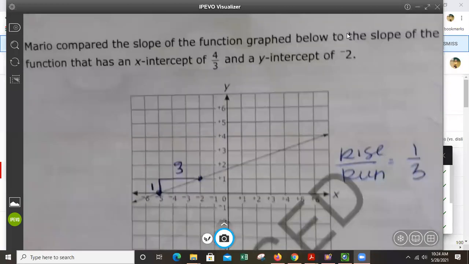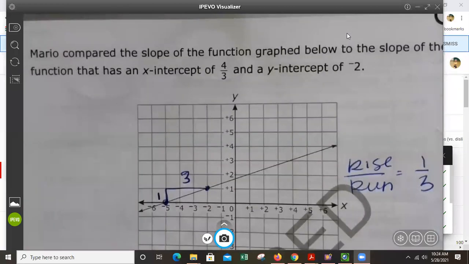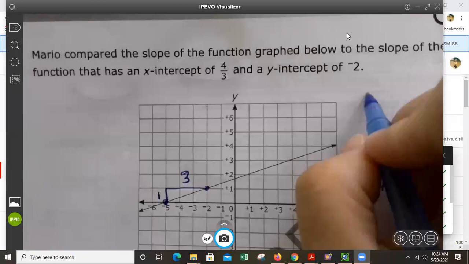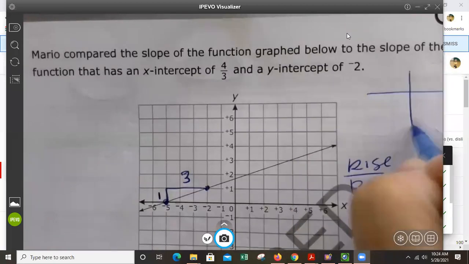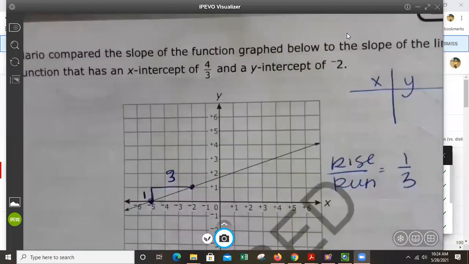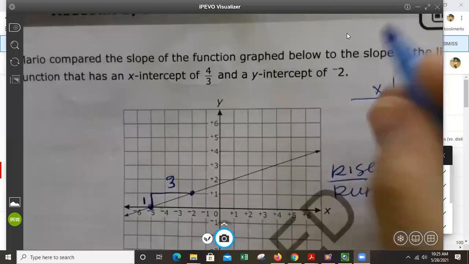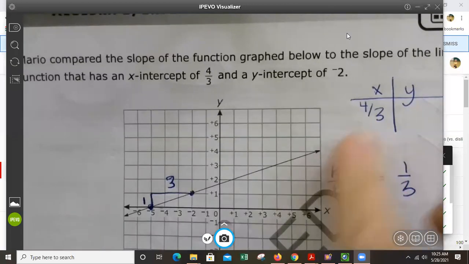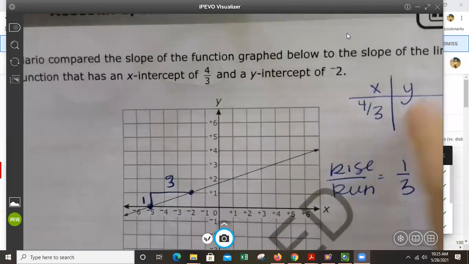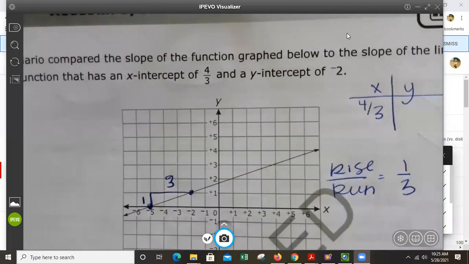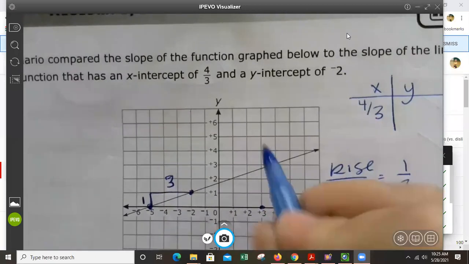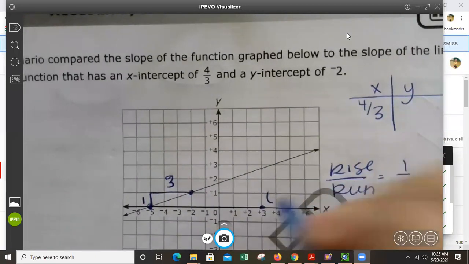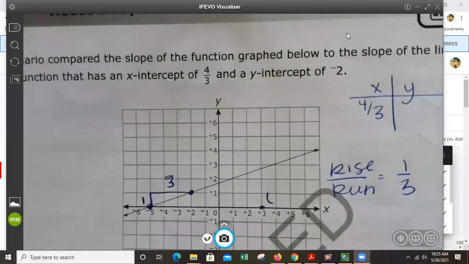How do we do this? The easiest way to do this is to make a chart. It says your x-intercept is 4/3. If it's an x-intercept, it crosses the x-axis. What is your y-coordinate? What's this coordinate right here? This is an x-intercept. What is that coordinate right there? This has absolutely nothing to do with the problem except for showing you what to put in the chart.